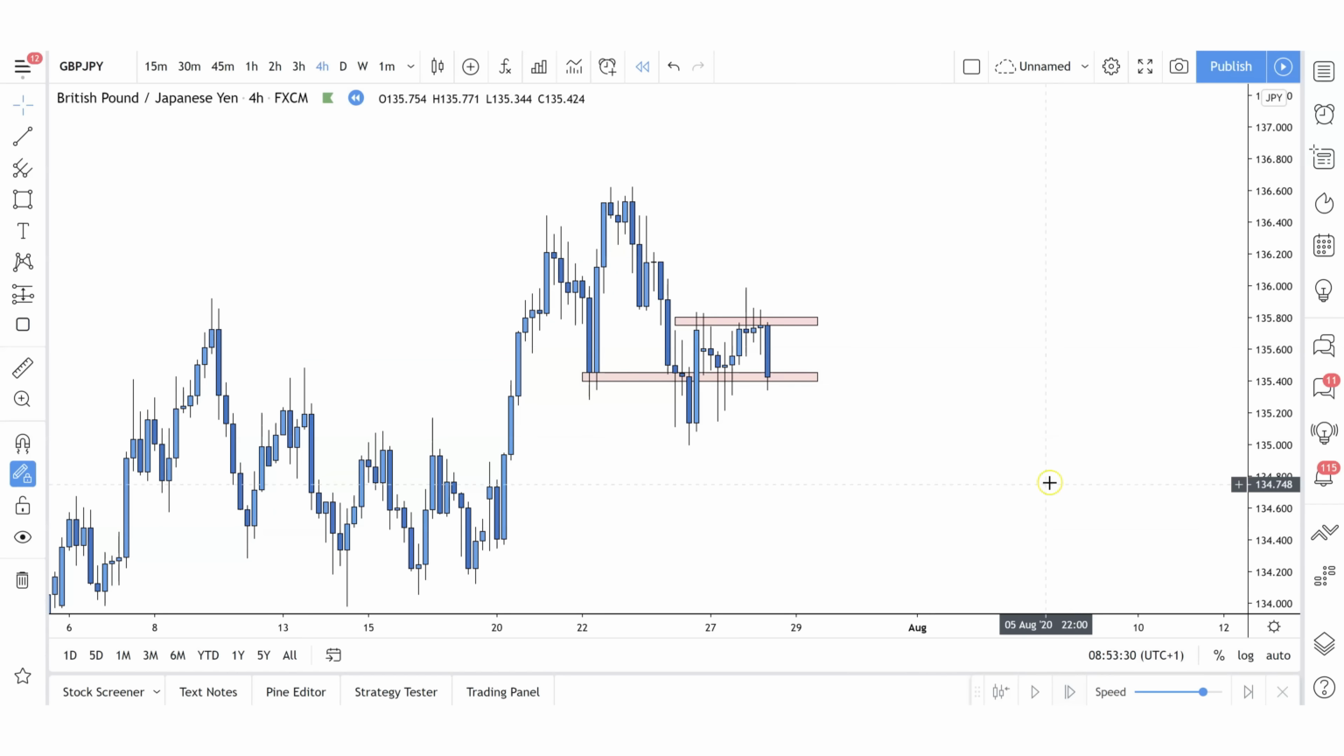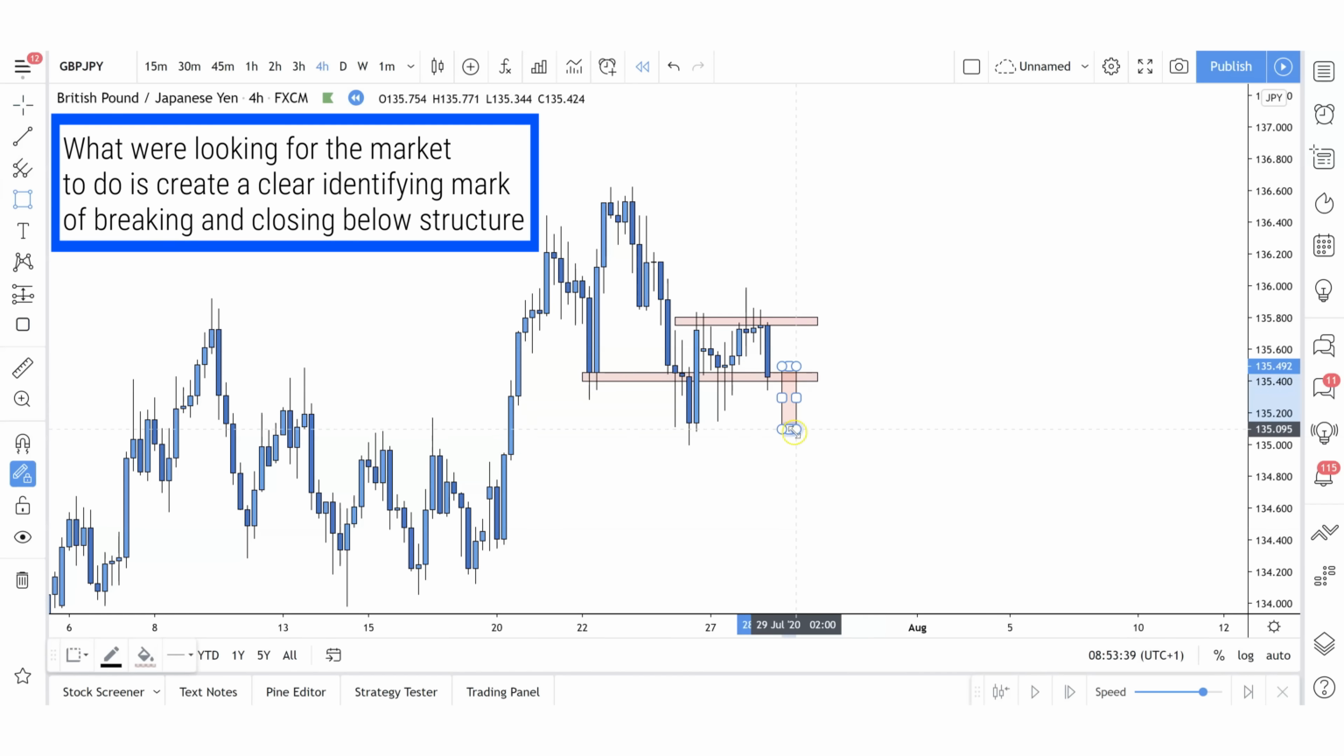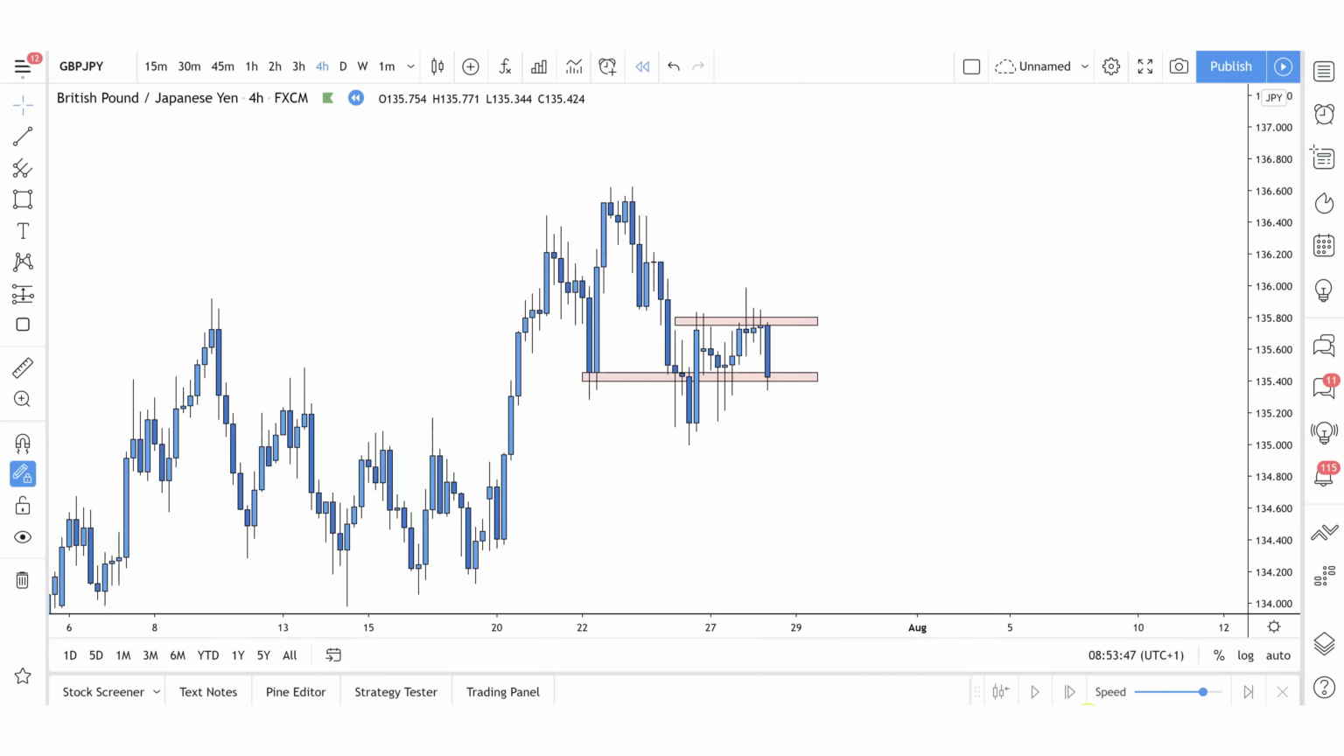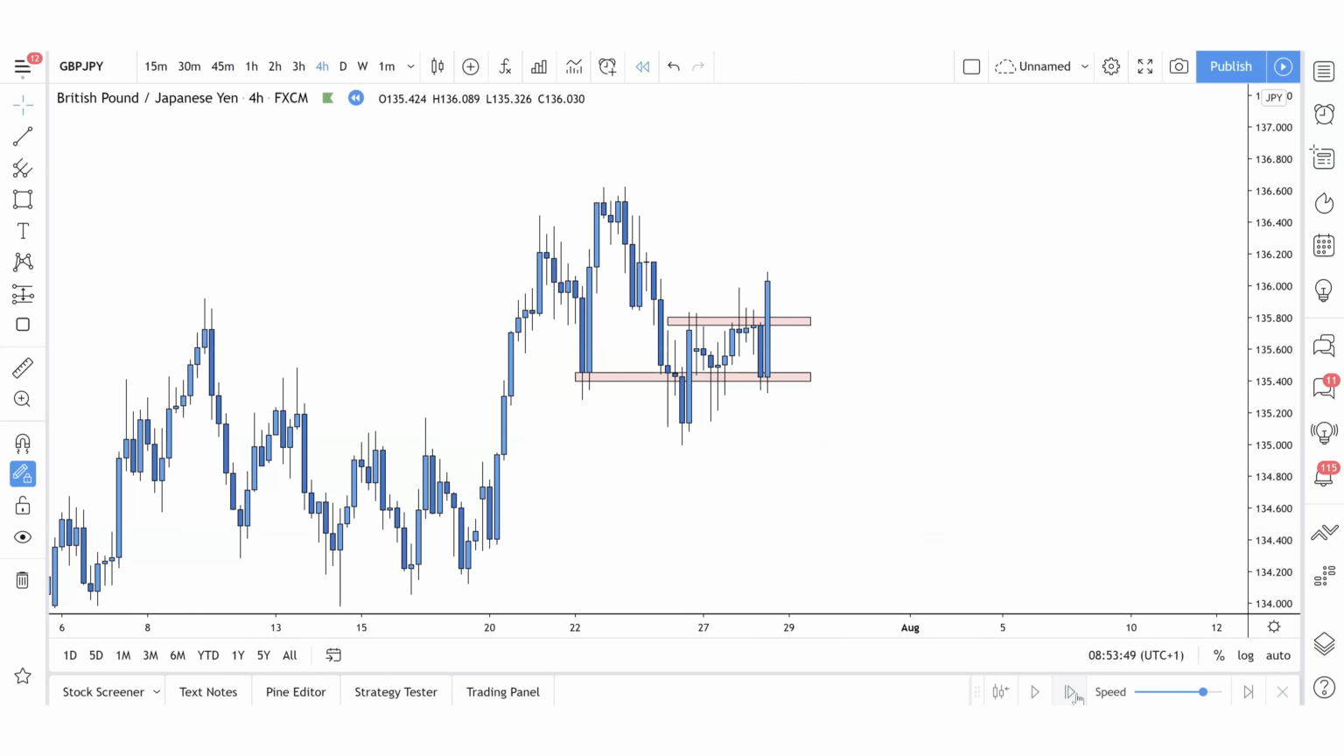So the market pushes to the downside. Now, it is very, very strong bearish. Now, do we have a break of this low? Well, no, we don't. What we're looking for the market to do is create a clear identifying mark of breaking and closing below structure. We're talking a clear identifying mark. So we want to see price breaking strong and closing.